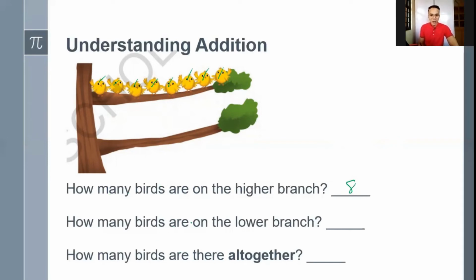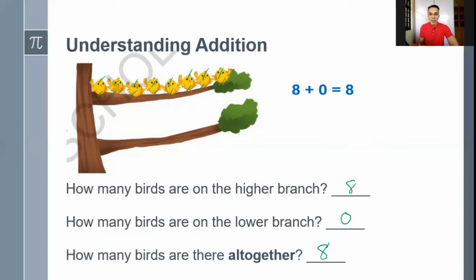How many birds are on the lower branch? We don't see any birds on the lower branch, right? So we write here 0. How many birds are there altogether? There's the word altogether again. It means we have to count all of them. Let's count. 1, 2, 3, 4, 5, 6, 7, 8. And we have nothing here. So we have here 8 birds all together.